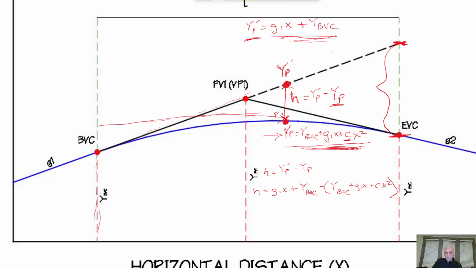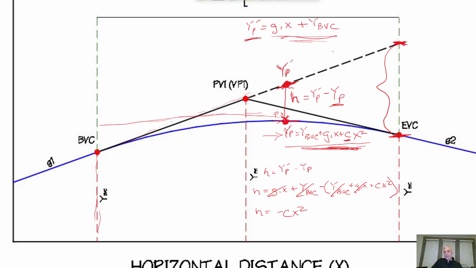There we go. If we do the algebra, the astute students would notice that we're subtracting. If we move that minus into that set of terms, our G1 of x cancels out, our y BVC cancels out, and what we're left with is H equals minus C x squared. All right. So that's our H. That's our separation between a point on the curve and that point's projection to the G1 line, or the extension of G1. So we can pick any point along here, and that's true, right?